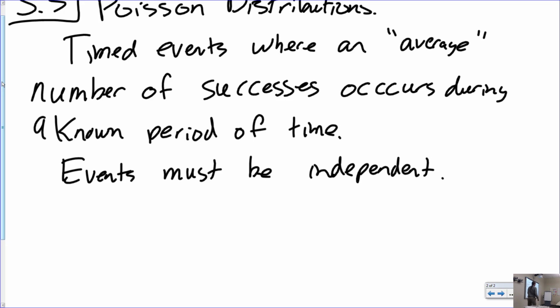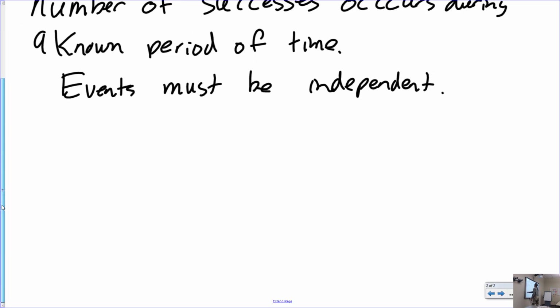So, I never remember this silly formula, but you can look it up. This is the formula for a Poisson distribution. It's going to look weird, so bear with me.